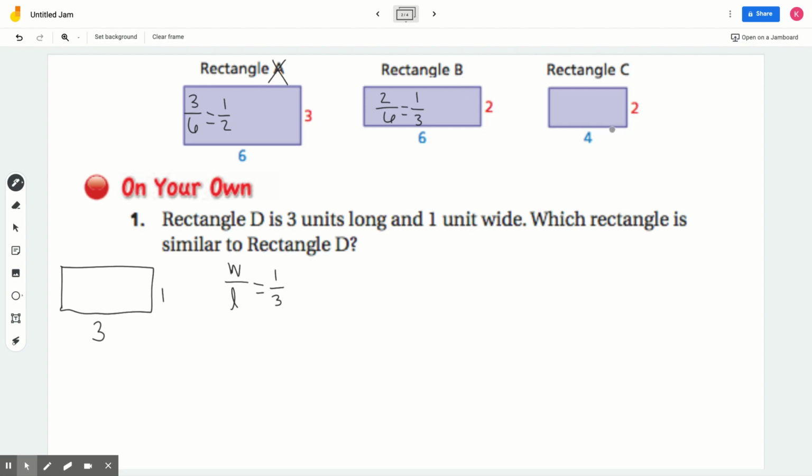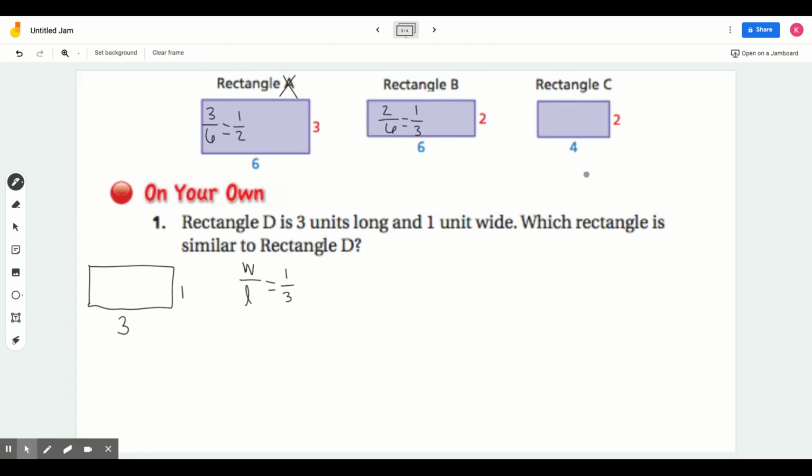Let's go ahead and take a look at rectangle C just to confirm. Rectangle C is 2 over 4, 2 units of width for 4 units of length. Again, we can reduce 2/4 to be 1/2. So when we're comparing to rectangle D, 1/3, we know that rectangle B is similar.